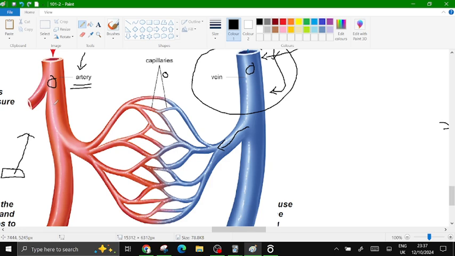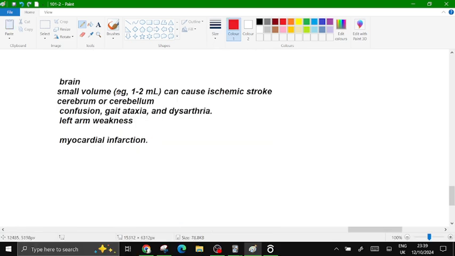And of course, there are some air bubbles as well in the arteries. And these air bubbles could go anywhere, basically. And of course, the most common organ that is affected is the brain. Even a small bubble, which is the size of 1 to 2 ml, can cause ischemic stroke. It can affect either the cerebrum or the cerebellum.